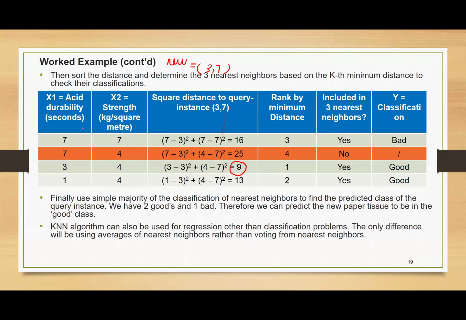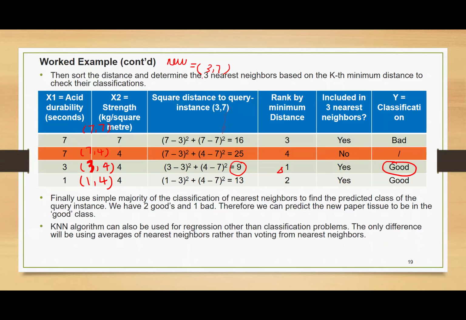And here, this 7, 7 actually means 7, 7. Okay, this is 7, 4. If you are talking about it in the coordinate axis, this is their position. Then you compute the distance. You find that this one is the smallest one. This one is the nearest one. So you say it is good. So this new instance may be good.